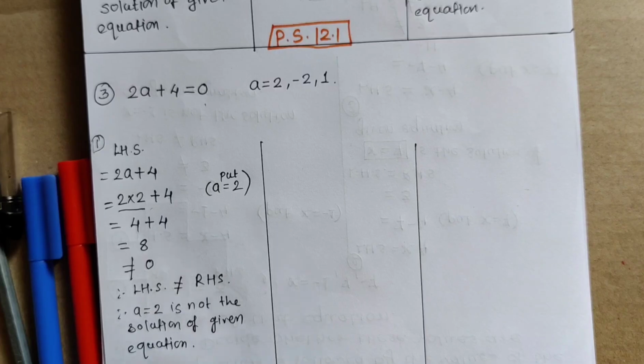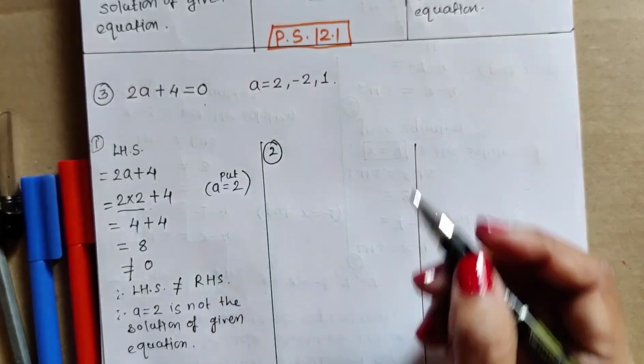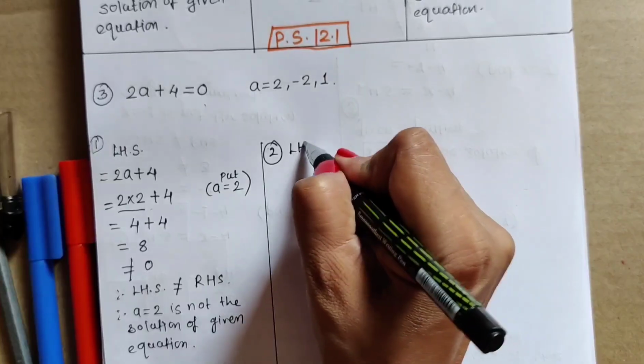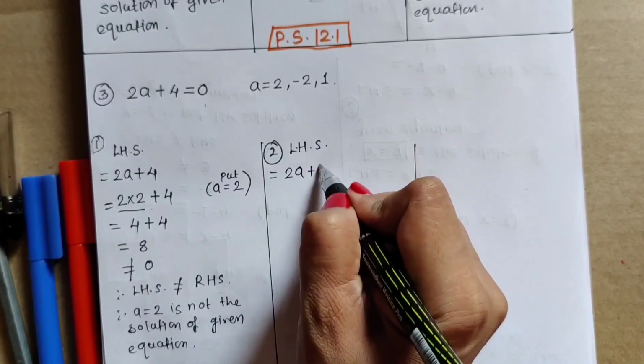It is not the solution of the given equation. Now let us find out for the second value. Again we will write the left hand side of our equation. Left hand side is equal to 2a plus 4.